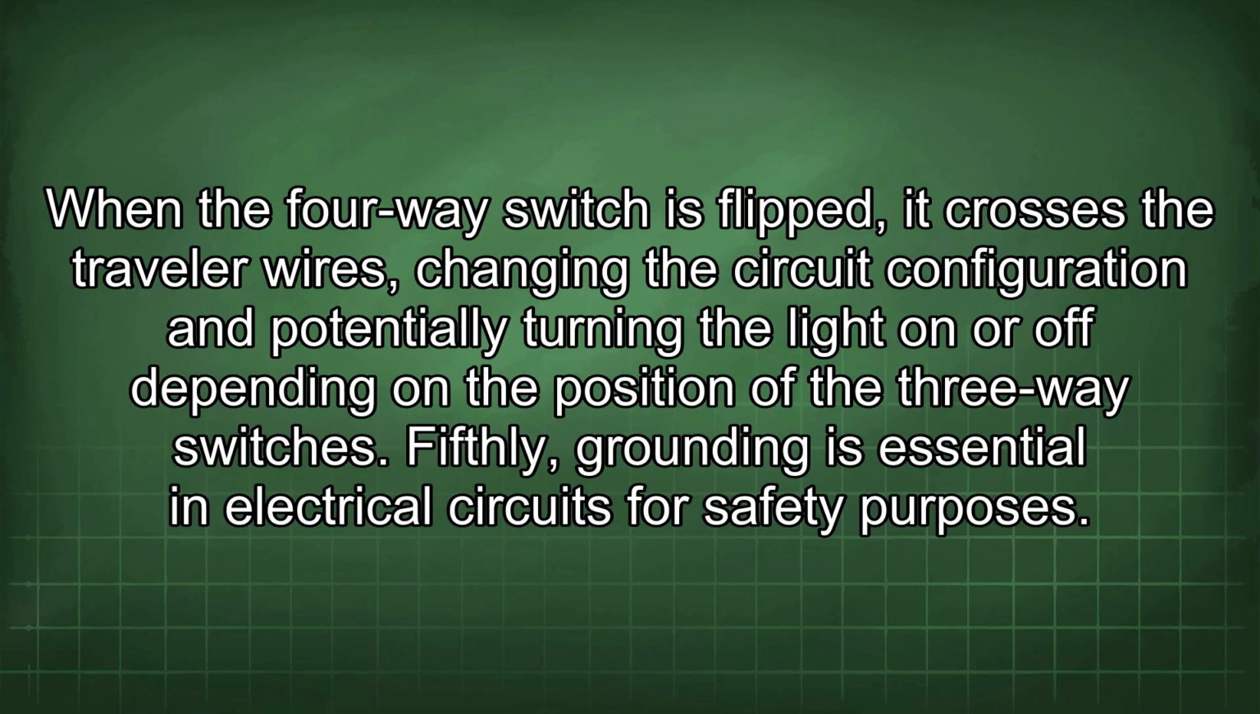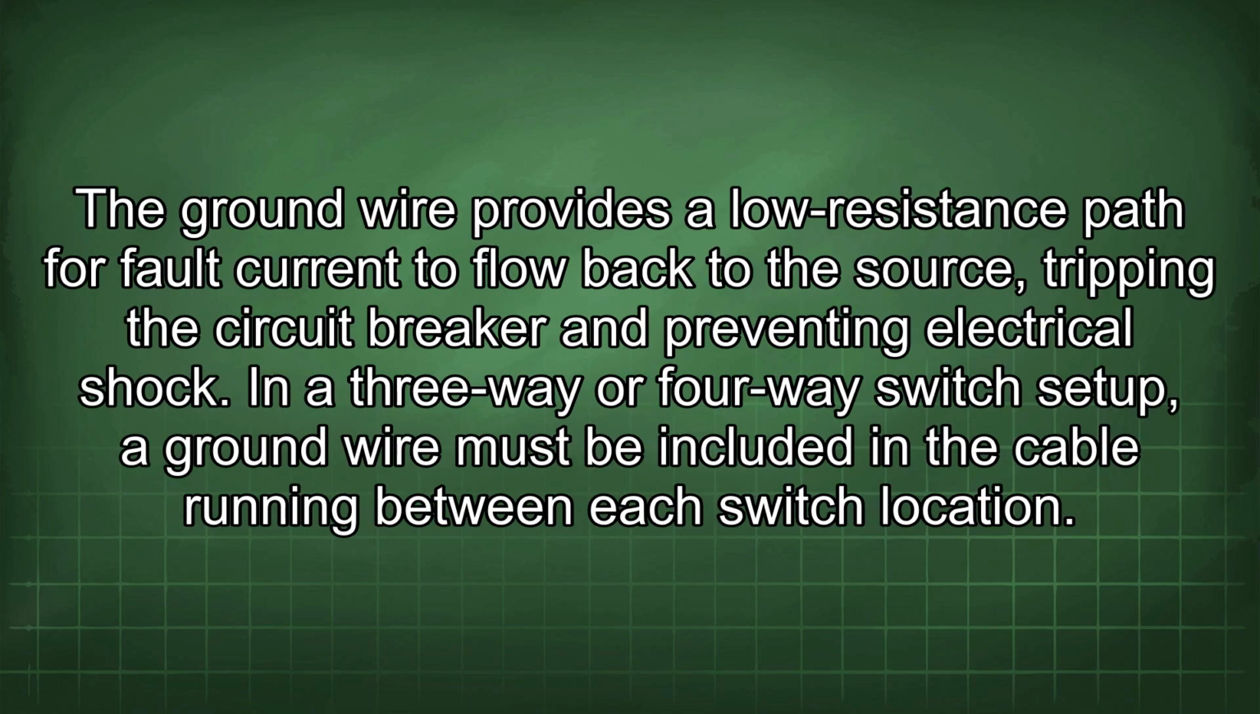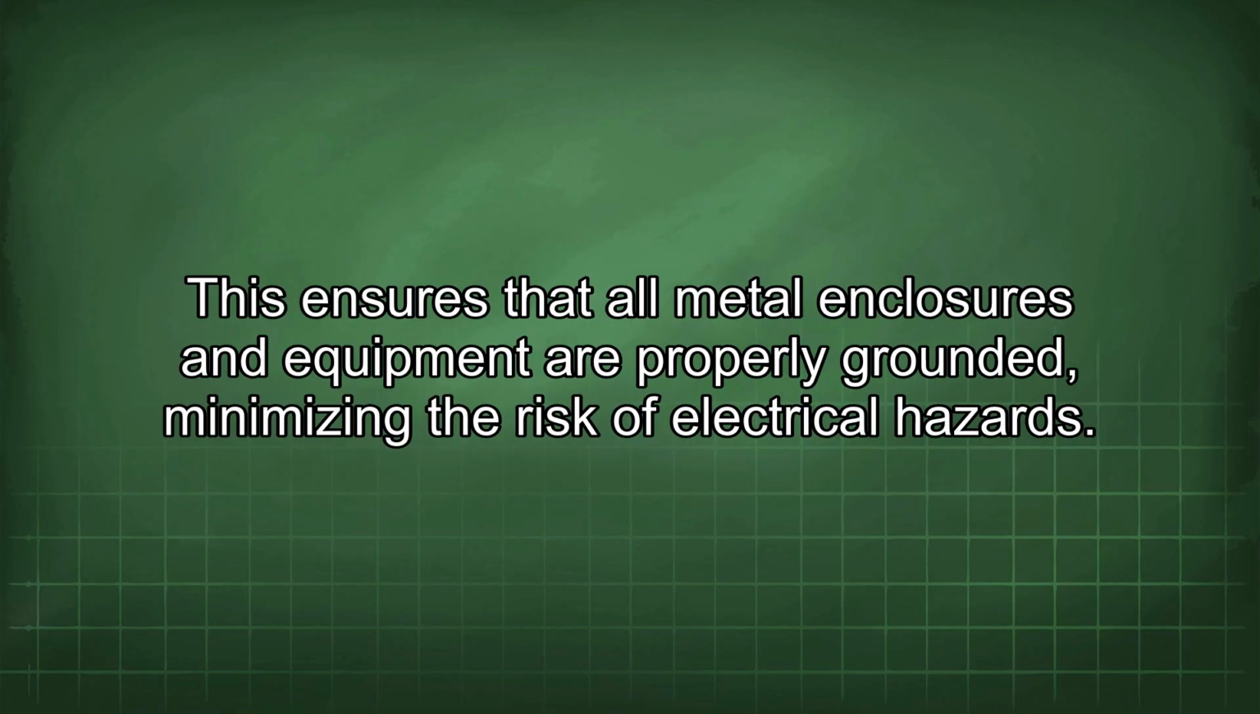Fifthly, grounding is essential in electrical circuits for safety purposes. The ground wire provides a low resistance path for fault current to flow back to the source, tripping the circuit breaker and preventing electrical shock. In a three-way or four-way switch setup, a ground wire must be included in the cable running between each switch location. This ensures that all metal enclosures and equipment are properly grounded, minimizing the risk of electrical hazards.